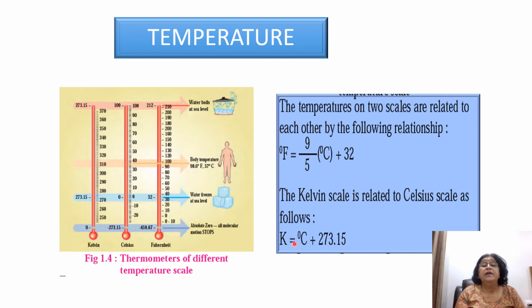And similarly, there is one more scale, that is Kelvin scale. So Kelvin is equal to degree centigrade plus 273.15. So if I say 0 degree centigrade, in Kelvin it will mean 273.15. Okay, Kelvin. So this is how you can convert one scale of temperature to another scale.